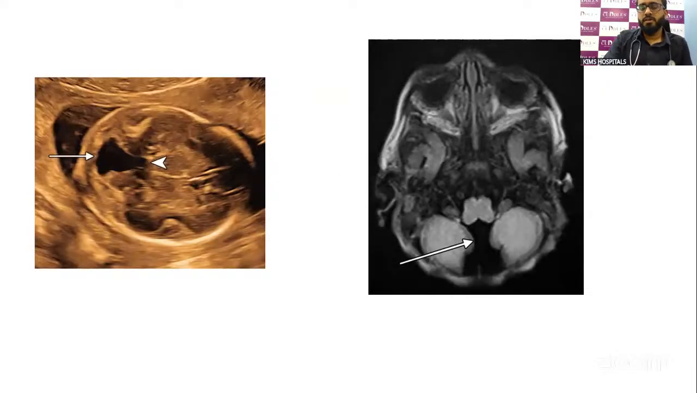So another example here is a common problem, antenatally diagnosed vermian hypoplasia. We see that there's vermian hypoplasia. The cerebellum looks normal, but there's no vermis.